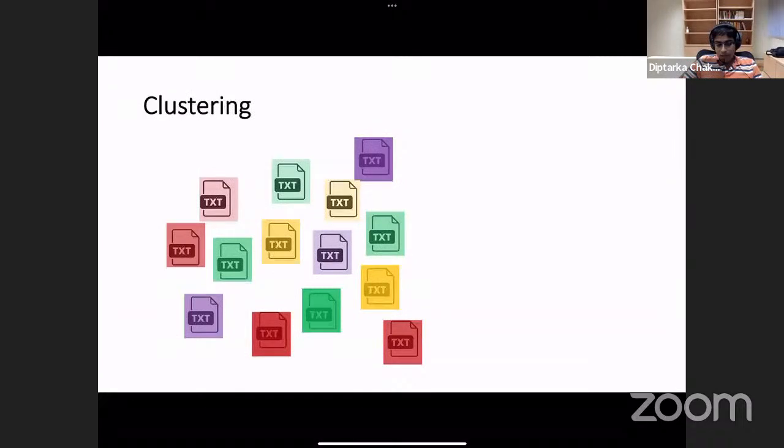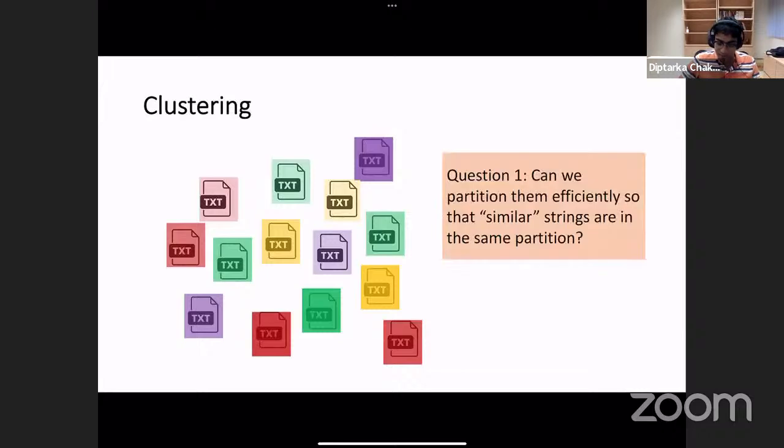Okay. So now let's talk about a classical big data problem, which is clustering. Suppose there are several text files, and now you want to partition them according to the similarity between the files. In this slide, I tried to denote this similarity by color. So the question is, can we partition them efficiently so that the similar strings are in the same partition? You can think of this as some kind of text classification or text clustering problem.